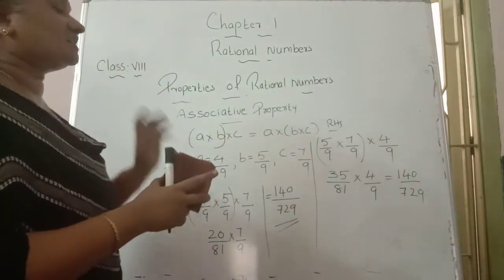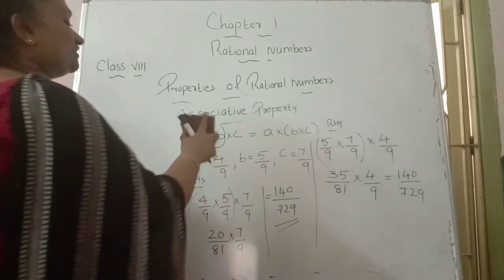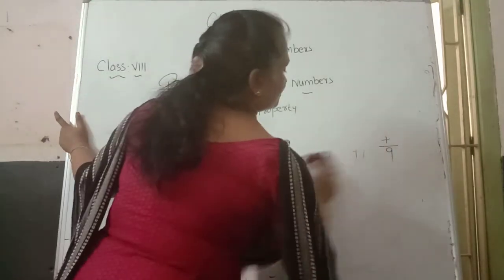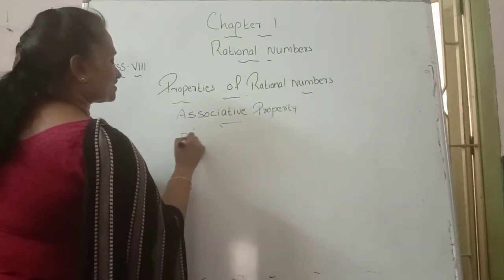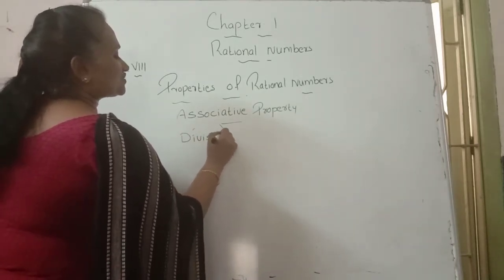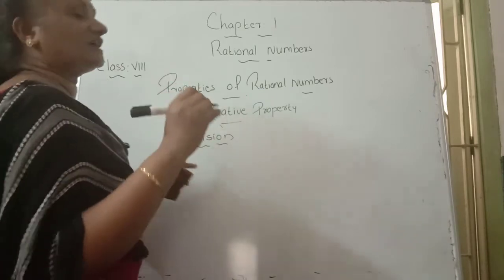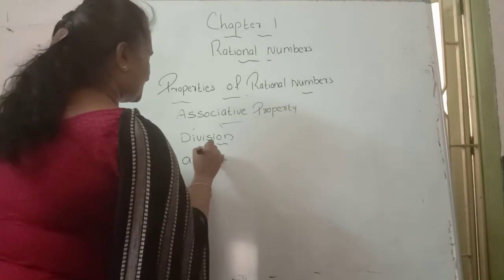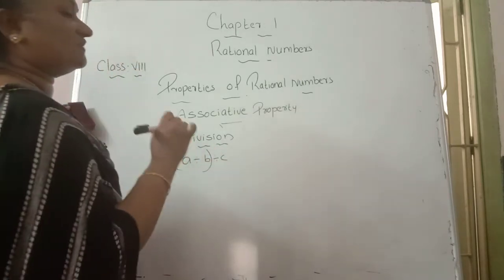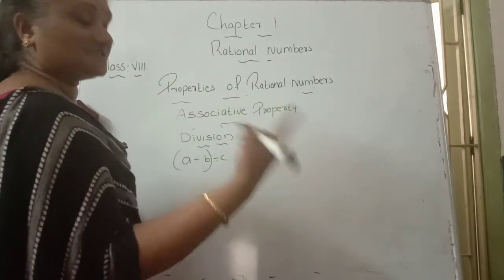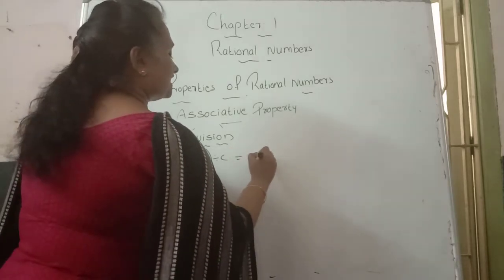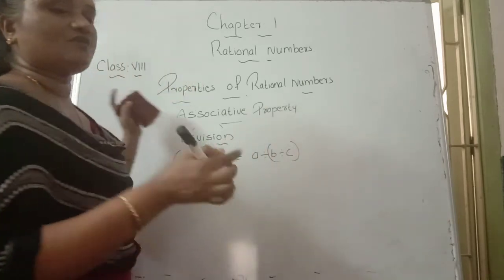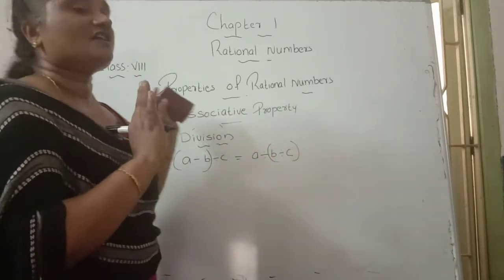Then one more thing: the division case, we also want to check it. Is the associative property satisfying or not in the division case? The division case is A divided by B divided by C. That means the A value and B value are divided first, and that answer is divided with the C value. On the right side, A divided by the quantity B divided by C, first the B value and C value are divided, and then A is divided by that answer.